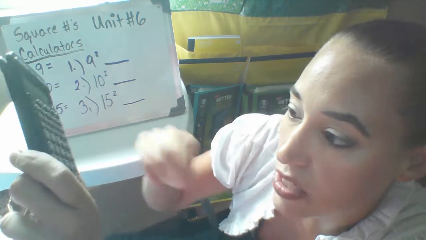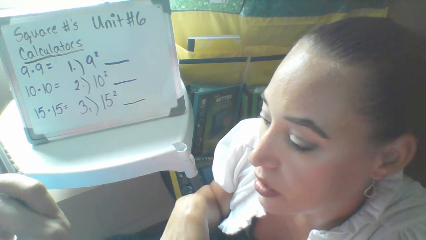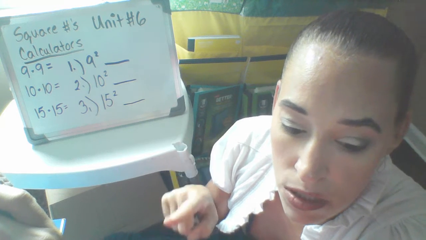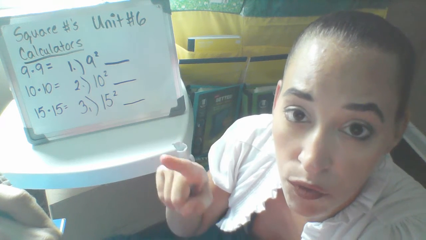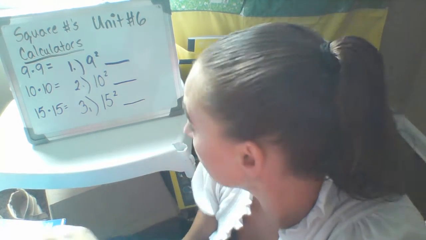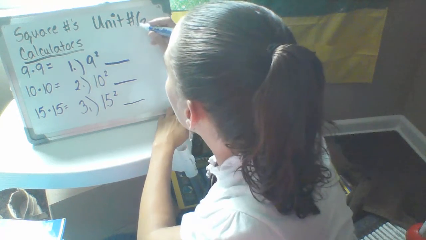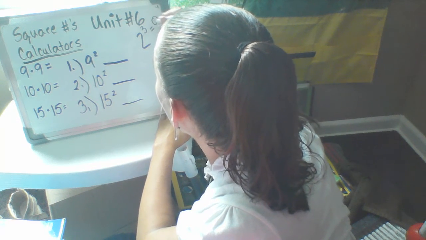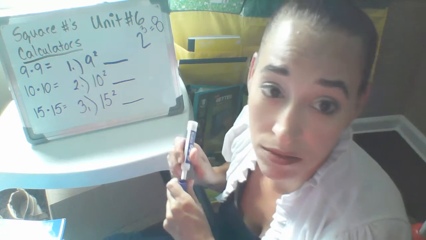Now if I use the y to the x button, I can put in something past squared. So this time I'll do cubed. So we know 2 times 2 is 4. 4 times 2 is 8. So I did 2 to the third power. This calculator should give me 8.